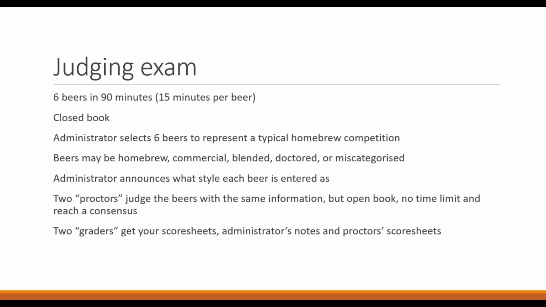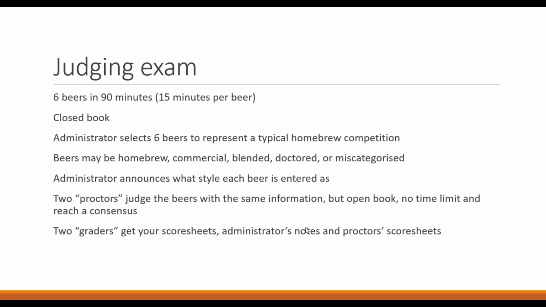Whoever's in charge, the administrator, will select 6 beers to represent a typical homebrew competition. So there's going to be a range of some very good beers and some very bad beers, and a good range of styles. They could be homebrew, commercial, blended, where you add 2 different types of beer together, doctored with some sort of flavoring, or miscategorized, where it's entered in the wrong category. You don't know which is what.